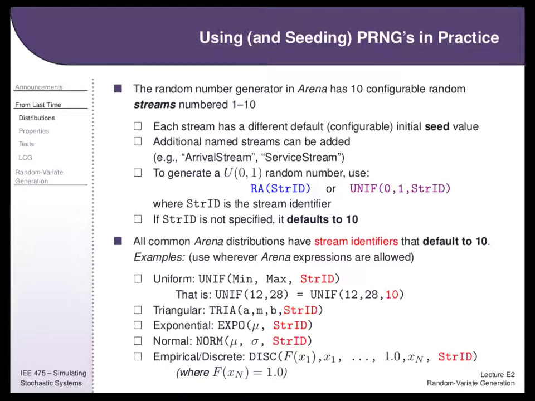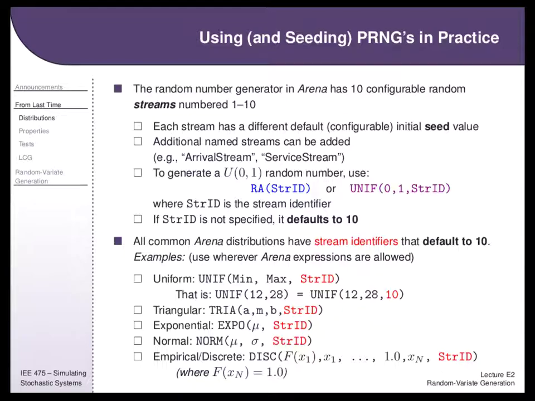So you can say, I want all my arrivals to be a special stream that starts with a certain seed that I specify. And rather than me try to remember that my arrival stream is stream 5, I'm just going to create a named stream called arrival stream. And I want all my services to draw from a different random number generator with a different seed, and I'm just going to call that service stream. And you can put those names into these things here.